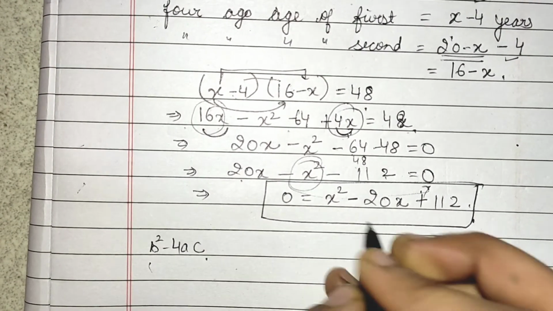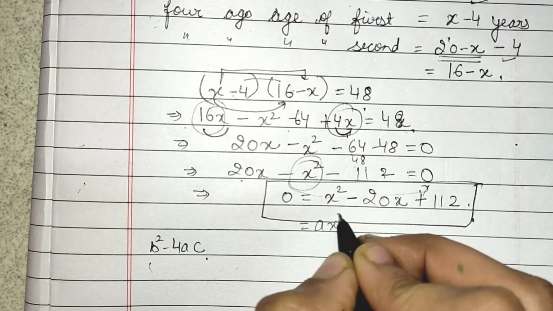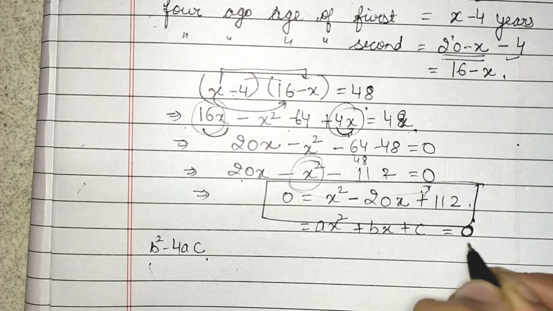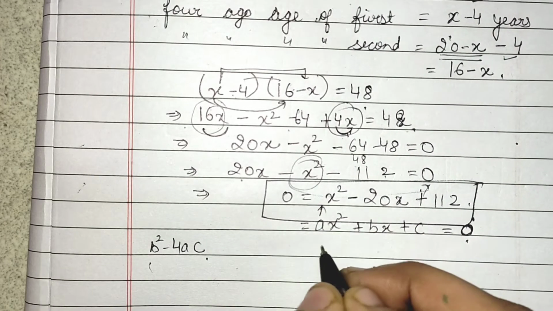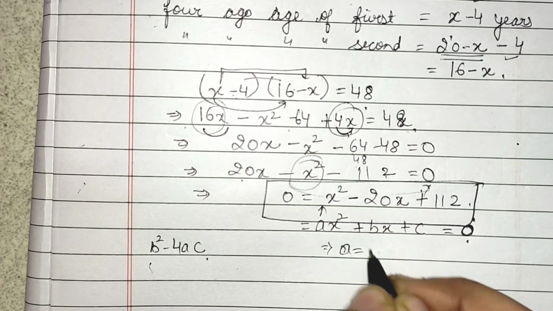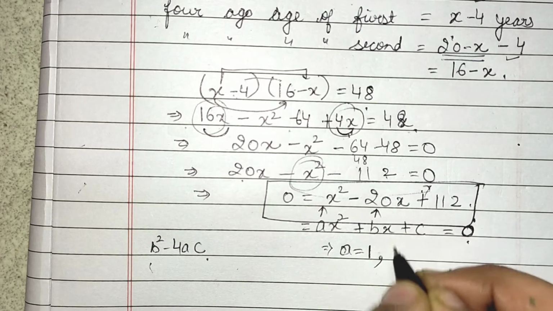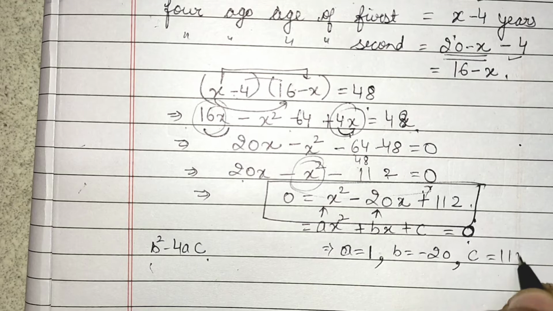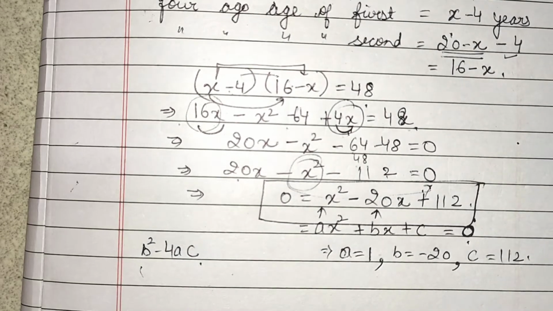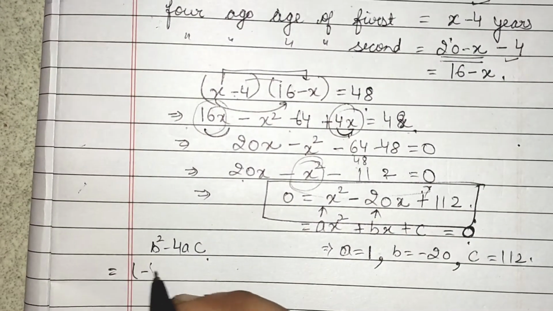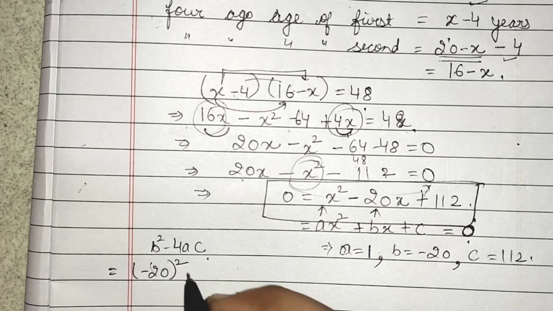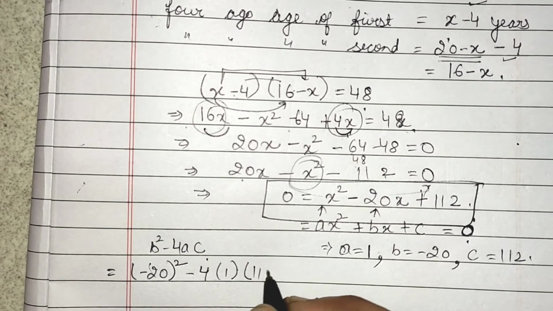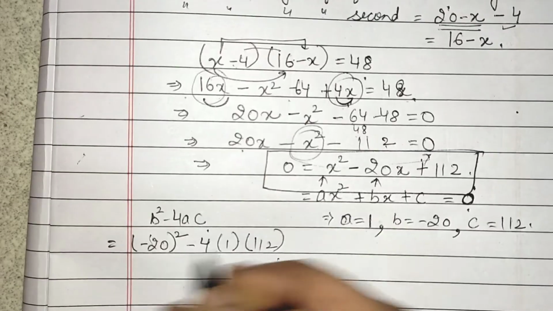We have done a lot of questions on that. We write down our equation ax square plus bx plus c is equal to 0. So a is 1, b is minus 20, and c is 112. So put the values and you will get your answer. Minus 20 square minus 4 times a, which is 1, times c, which is 112.